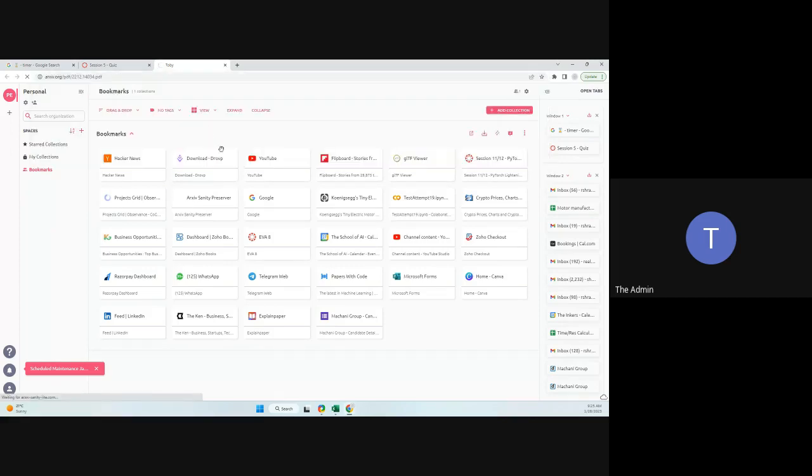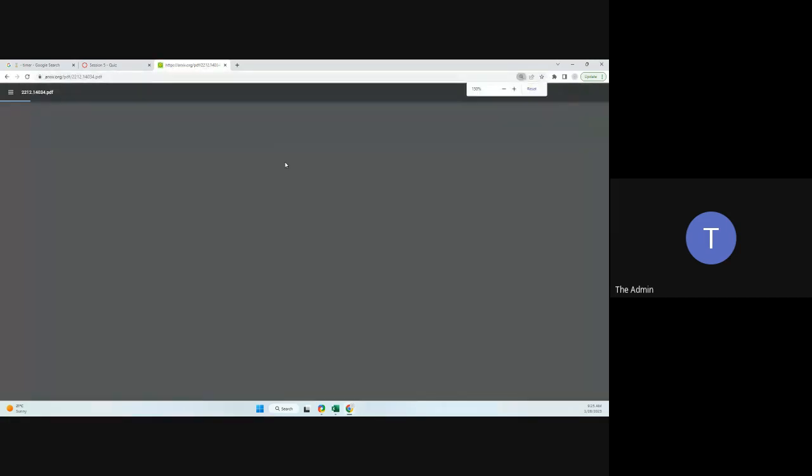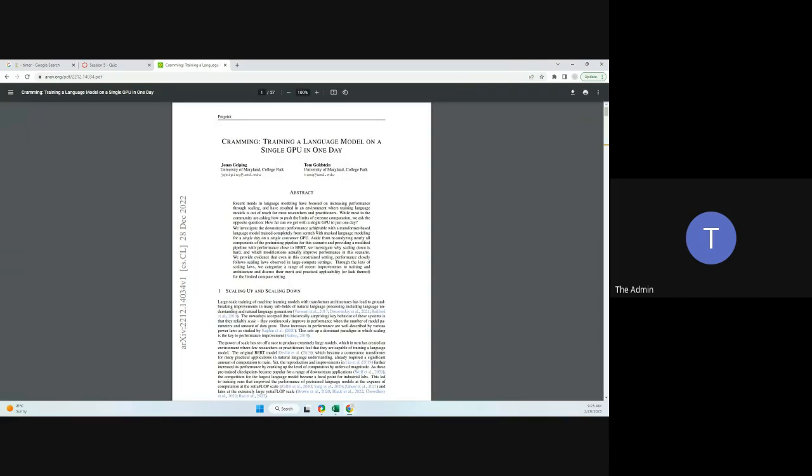It's called Cramming BERT, and I think I showed you earlier also that these guys are trying to train the whole neural network with as little data as possible. Now, Control F, bias.